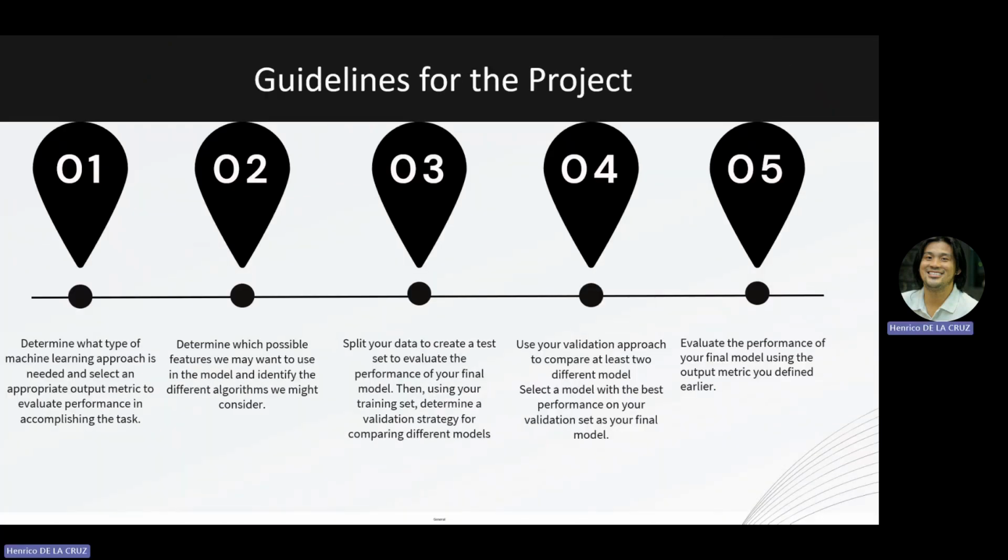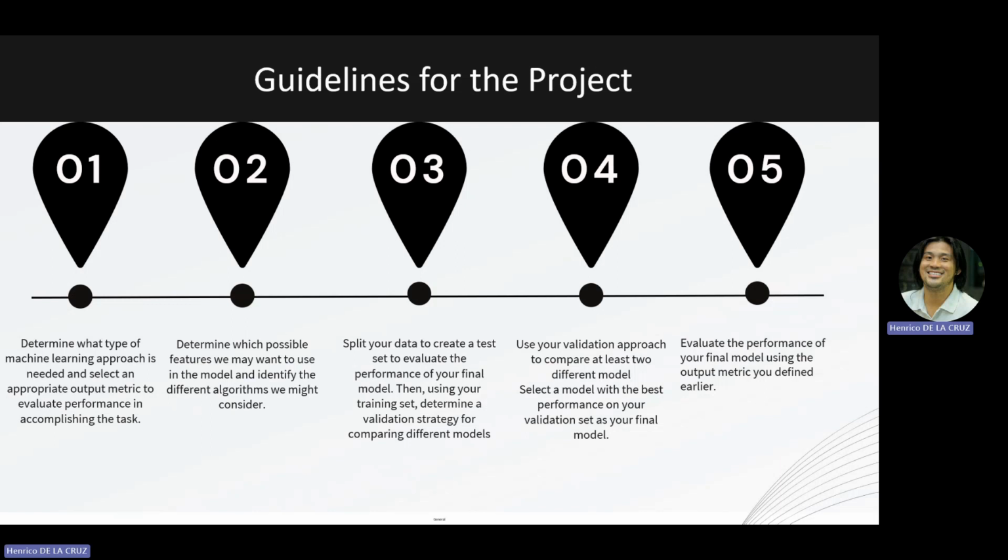Here are the guidelines for the project. First is to determine what type of machine learning approach is needed, and later on select an appropriate output metric. Second is to determine which possible features we may want to use in the model and identify all the different algorithms we might consider.